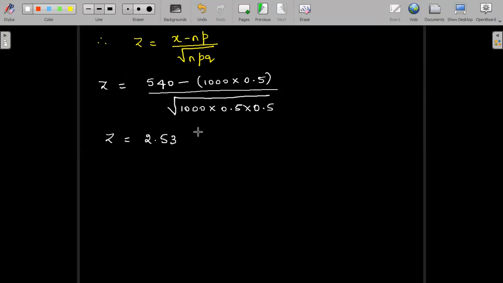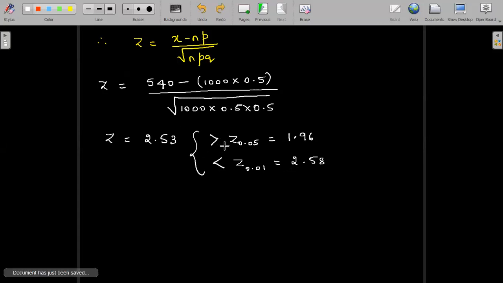and z 0.01. So on observation we can write down, this z value is greater than z 0.05 at 5% level of significance, which is 1.96, and this 2.53 is less than z 0.01, which is 2.58, that is at 1% level of significance. So what is the conclusion? We can accept the hypothesis, right?